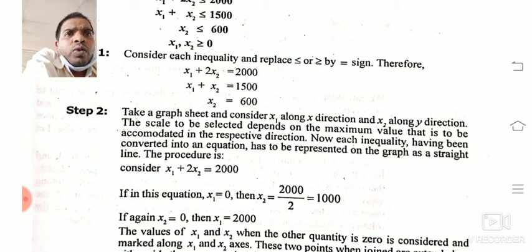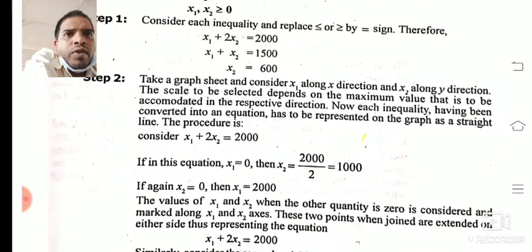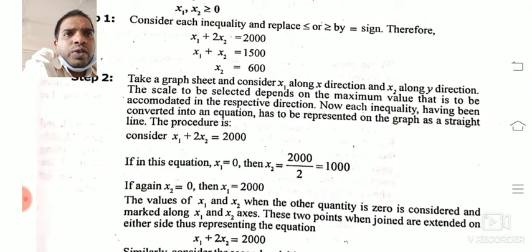Now for these constraints, we need to find the x1 and x2 values by taking x1 and x2 equal to 0. Take the first constraint, x1 plus 2x2 equals 2000. Put x1 equals 0 and find the x2 value, which is 1000. Similarly, putting x2 equals 0, we get x1 equals 2000. For the first constraint, x2 is 1000 and x1 is 2000.